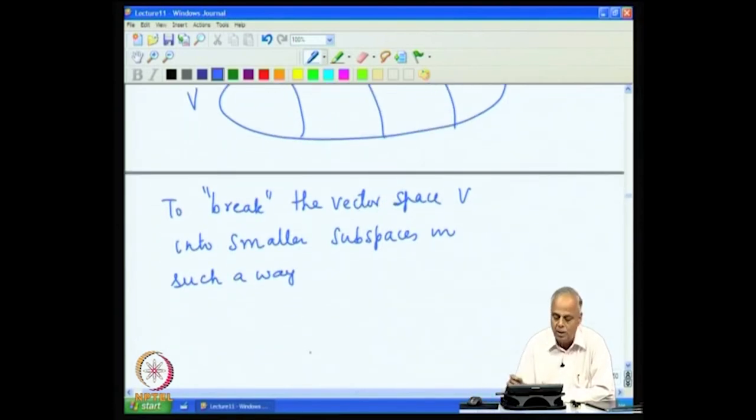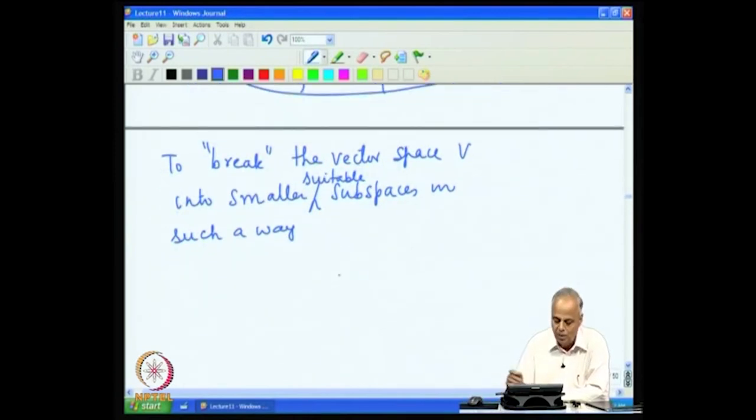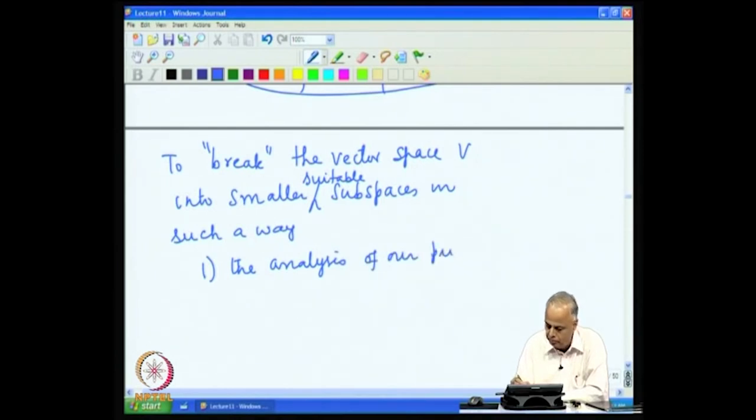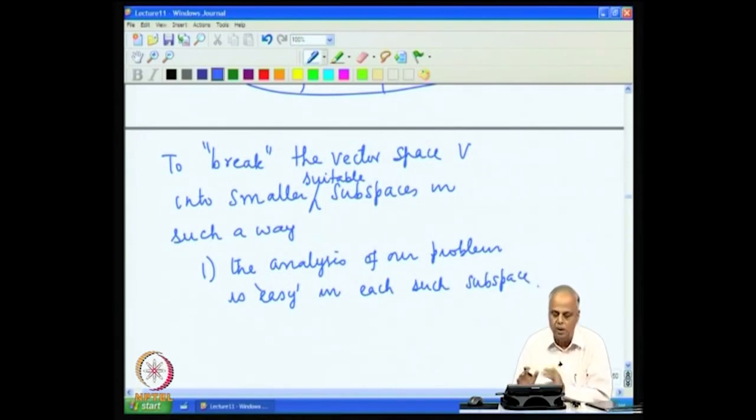Now, when we say smaller subspaces, we do not take, like a butcher, a knife and start chopping the vector space. We must do it in a suitable manner, into suitable subspaces. Now, what do we mean by suitable? The analysis of our problem is easy in each such piece. So, we have broken the space into smaller pieces.